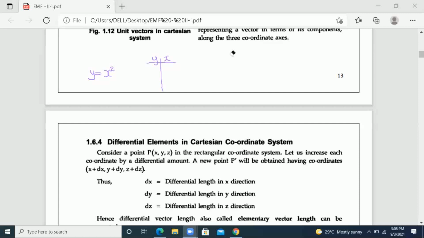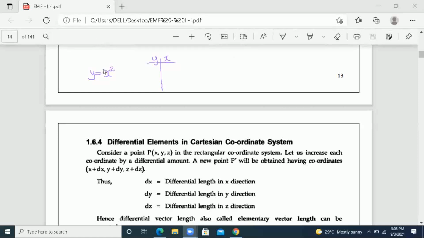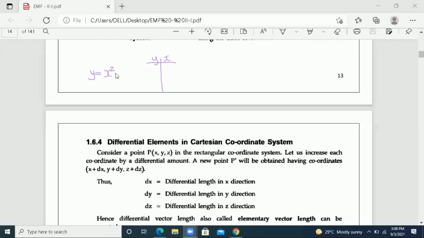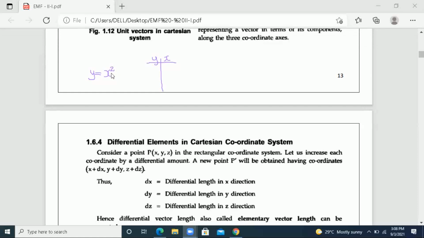I want you, when x equals 1, what is y? Sir, before differential or after differential? I have a function, the first circle: y equals x squared, without saying anything about differential. So if x equals 1, what is y? 1, sir.